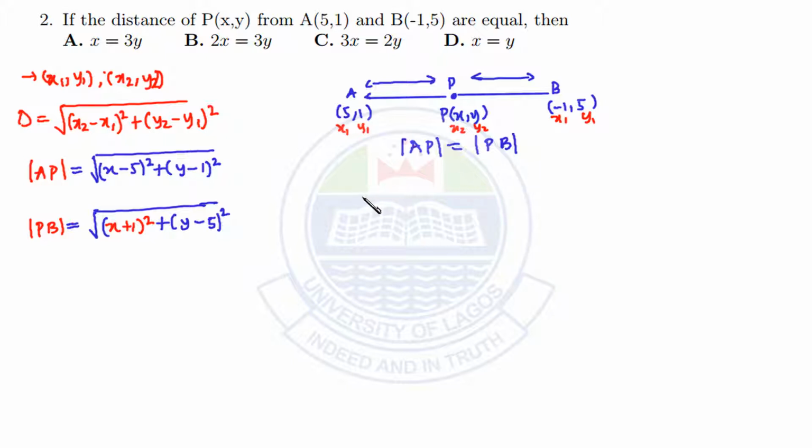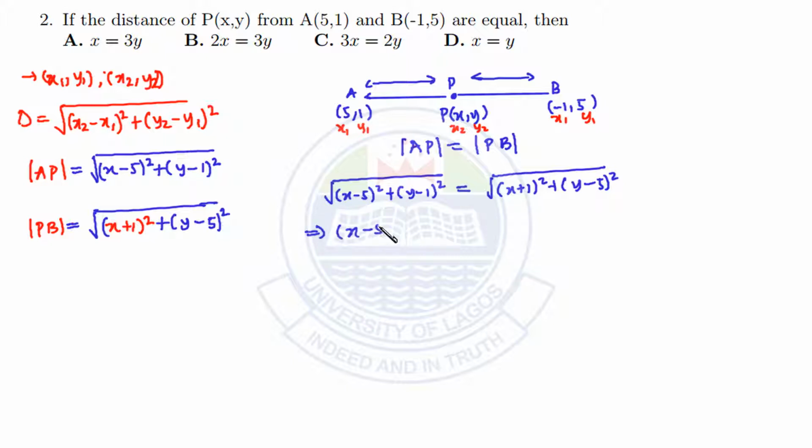So that means that since your line AP is still the same as your line PB, what does that imply? That implies that we are going to have the square root of x minus 5 all square plus y minus 1 all square to be equal to the square root of x plus 1 all square plus y minus 5 all square. Guys, we need to square both sides. So if we square both sides, what are we going to have?